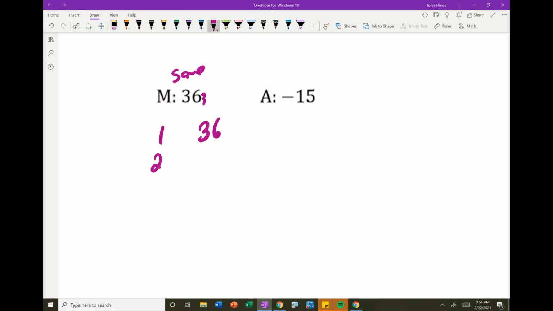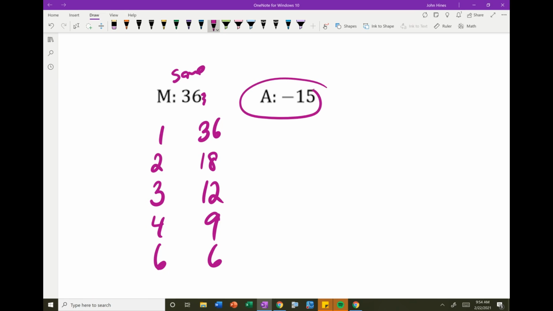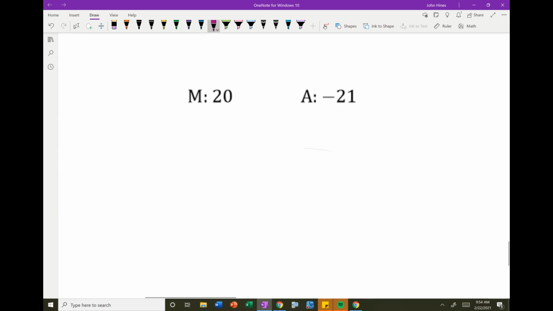1 and 36, 2 and 18, 3 and 12, 4 times 9, 5 no, 6 times 6. But I need to add to negative 15. So somehow I need to end up negative. Well, they both have to be negative. They have to have the same sign if I multiply to a positive number. So who gets me 15 here? I'm thinking it's negative 3 and negative 12. Yep, those guys add to negative 15.